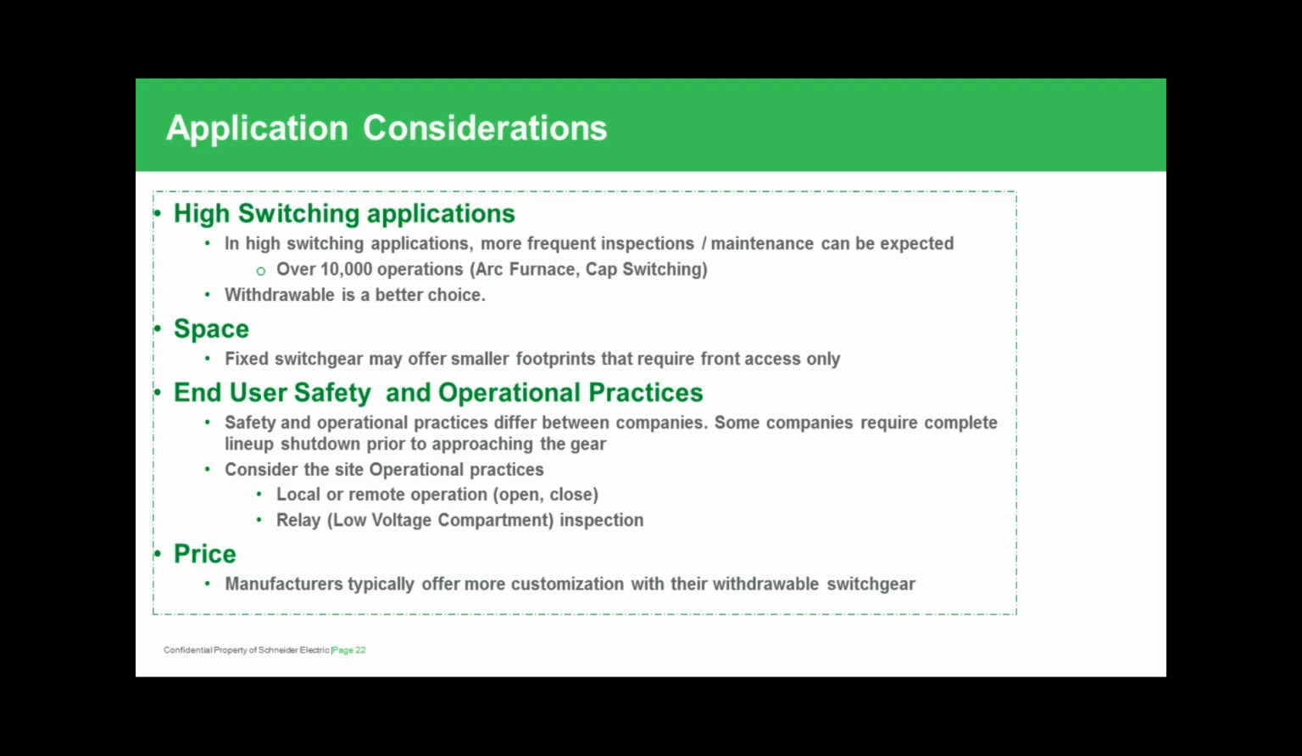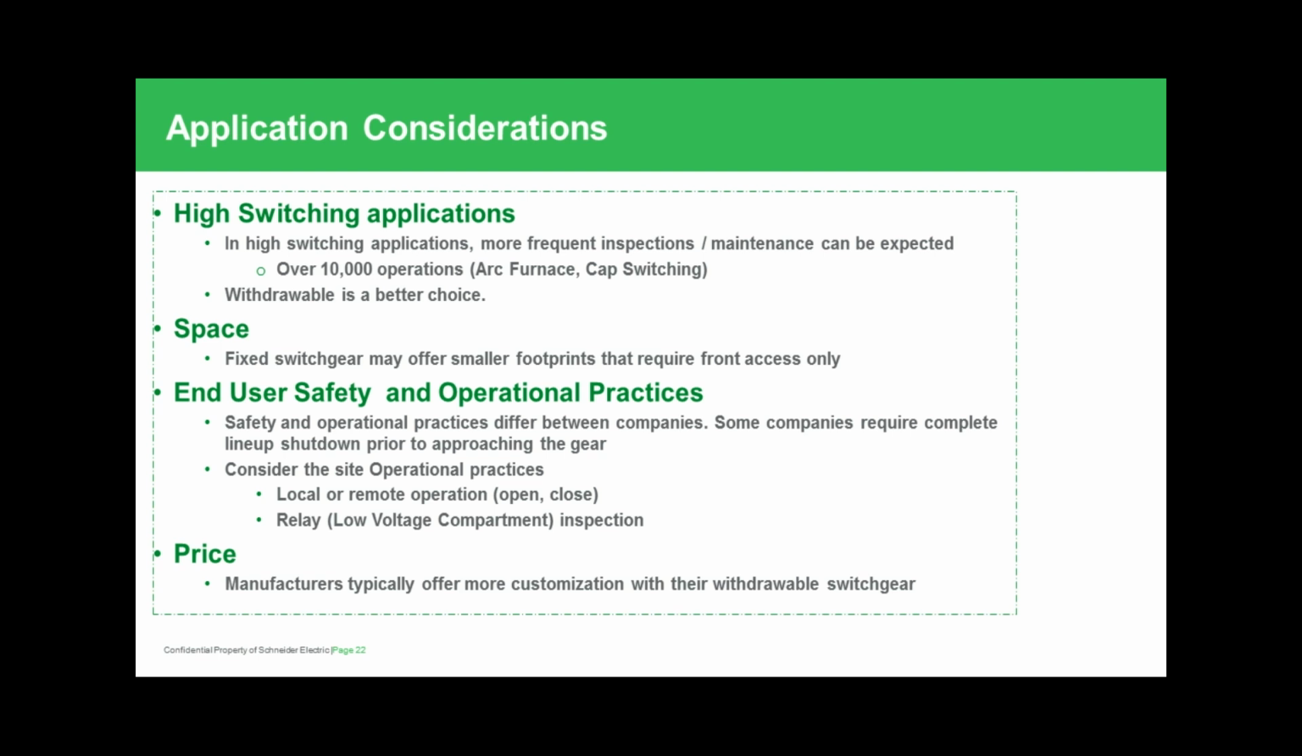So, some application selection information here. When we consider withdrawable switchgear, you'll want to take into account your high switching applications. Your high switching applications are going to be anything above 10,000 operations, and that's only going to be for an arc furnace type of application or even capacitor bank switching type of applications. That's where you'll want to look at whether your withdrawable option will be better: anything over 10,000 operations. Most fixed switchgear goes up to 10,000 operations, especially if it has a breaker included versus a fuse.